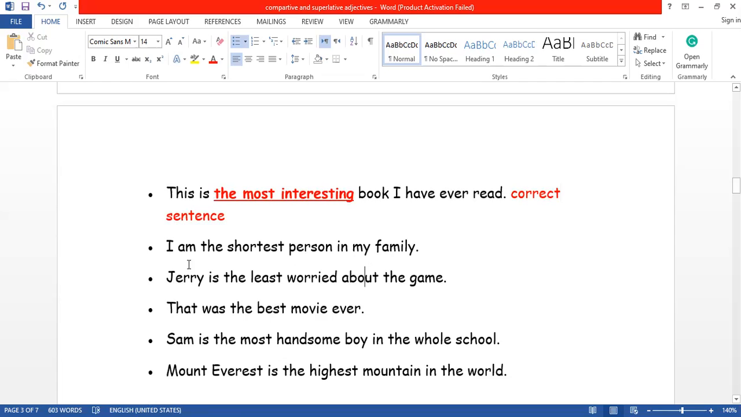The next example, I am the shortest person in my family. Really, it's a fact. Don't tell anybody that Miss Baraa is the shortest person in her family. Okay, guys, so the shortest person, the shortest. We add est at the end of the one syllable adjective.